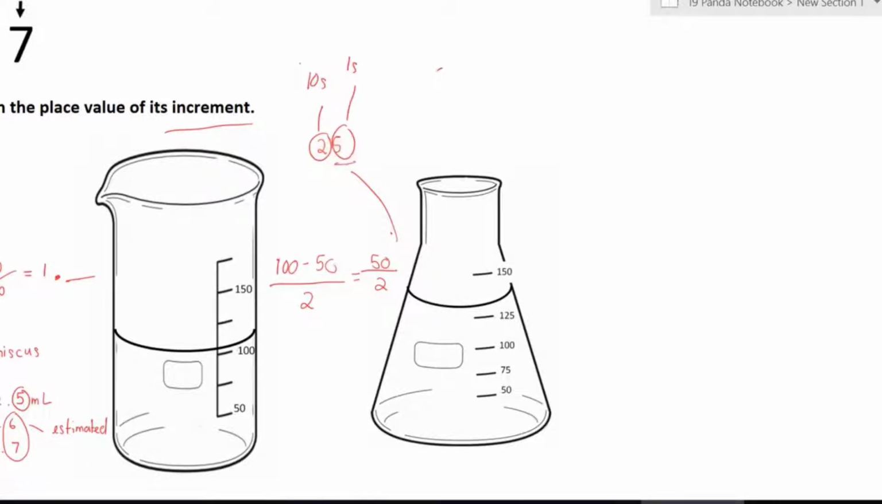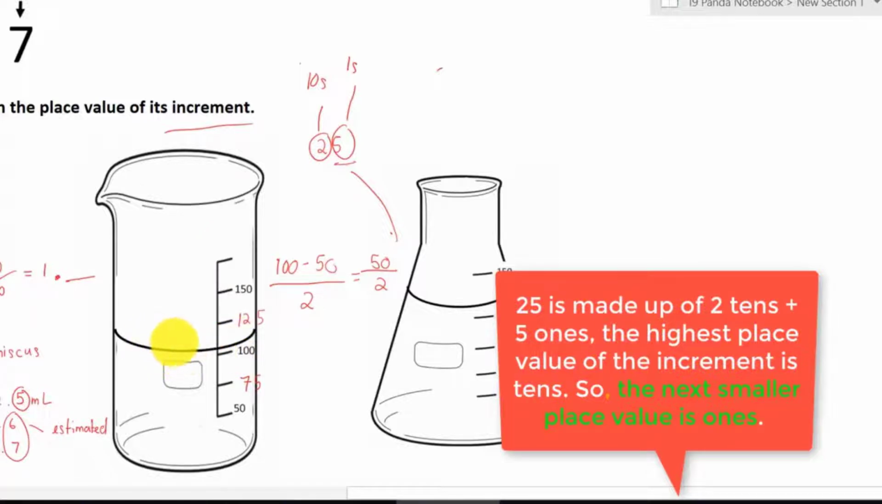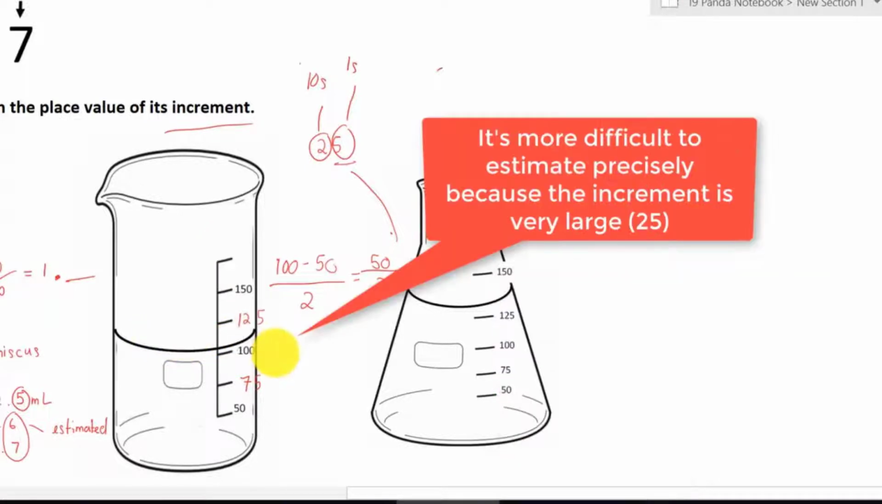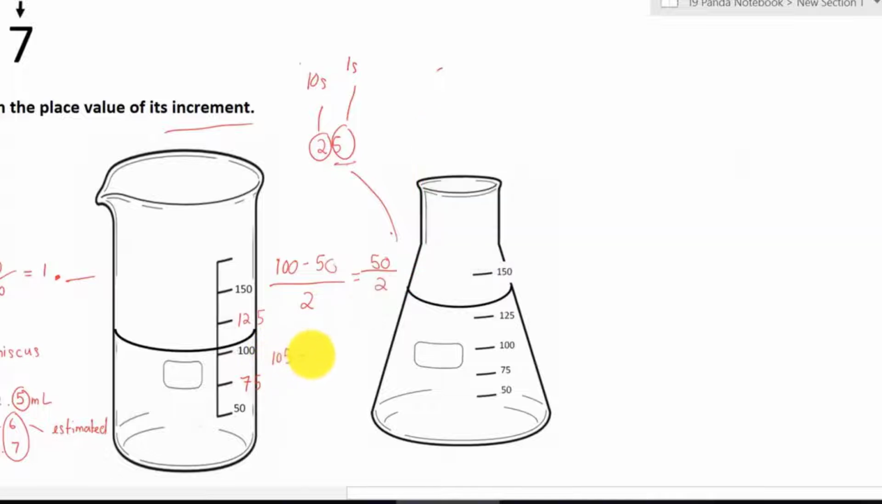So before we do the reading, we have to go back and label the missing measurements. So 50 plus 25 will give us 75. 100 plus 25 will give us 125. Let's try to figure out what our measurement is on the meniscus. It's going to be 105 to 115 milliliters. Notice the answers are very broad because the value of the increments is very large.